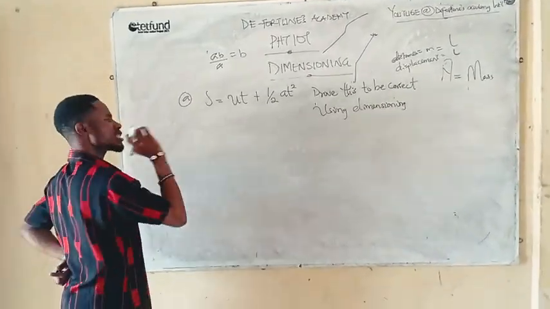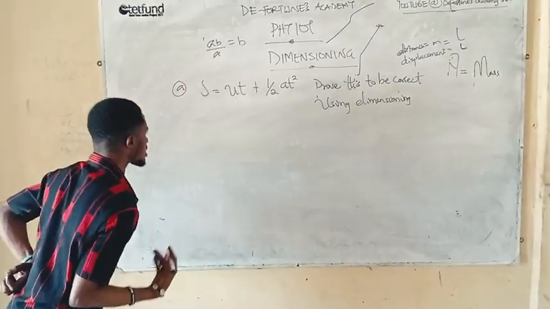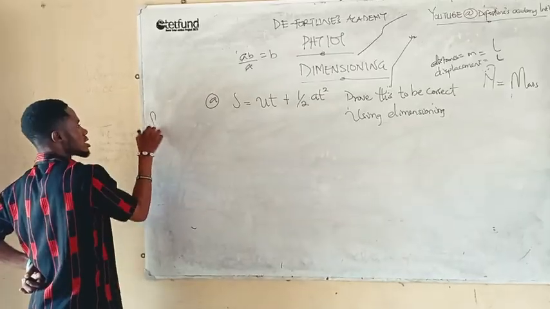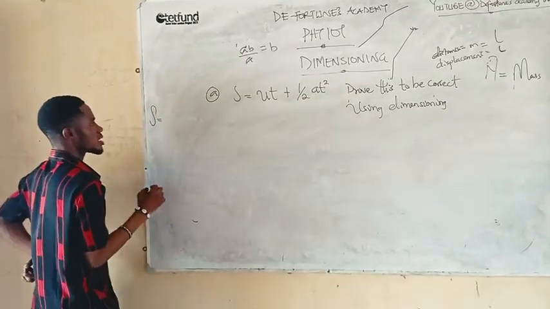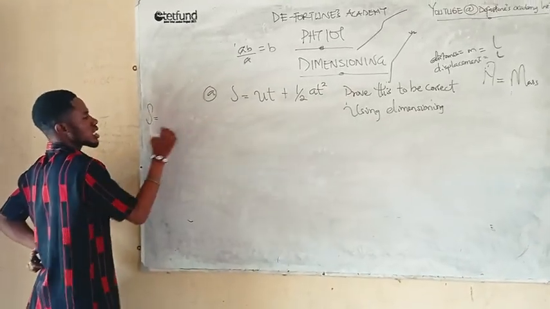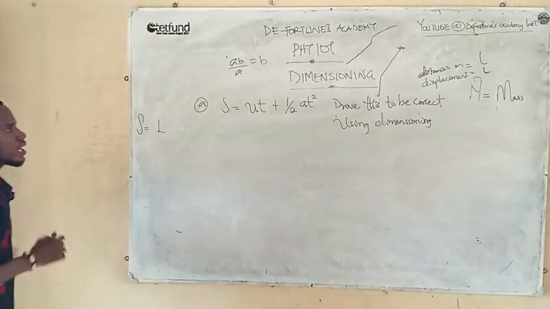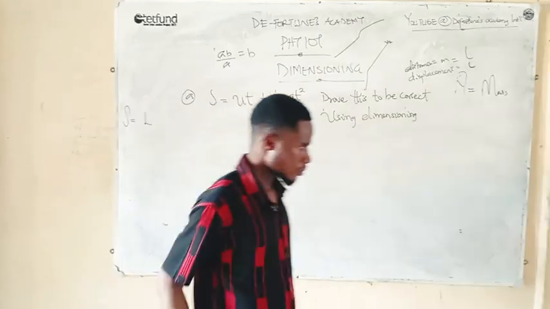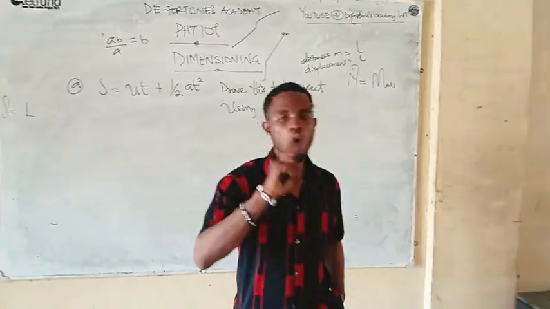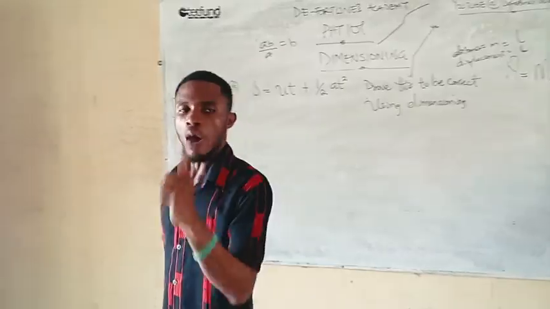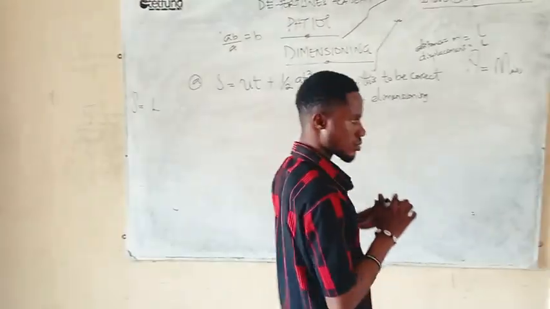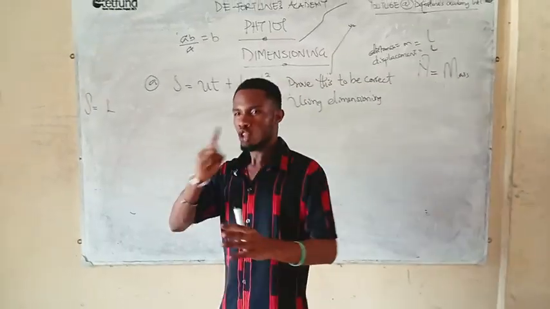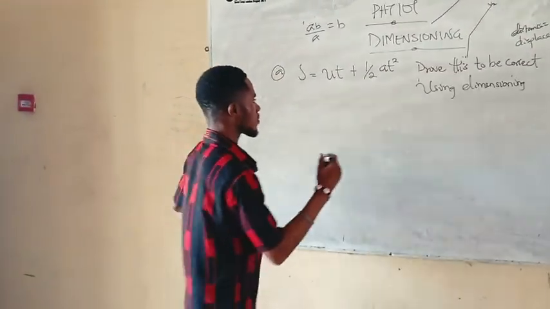The first thing I want you to do here is to bring down your parameters. What is here? Distance. S is a symbol for distance. What is the dimension for distance, as I told you? L, right? Now take this law, law 1. Numbers are dimensionless. That's one law. Numbers are dimensionless. What do I mean?